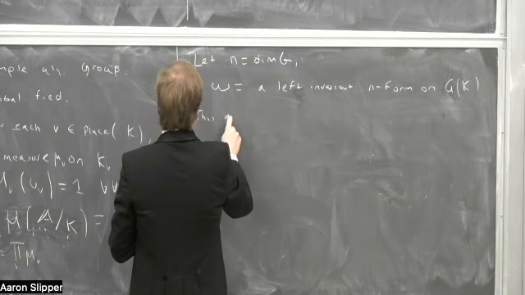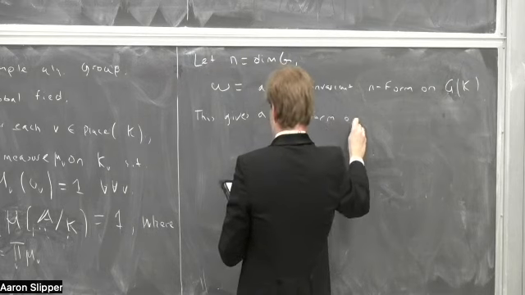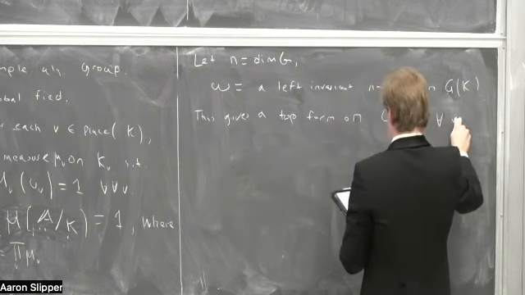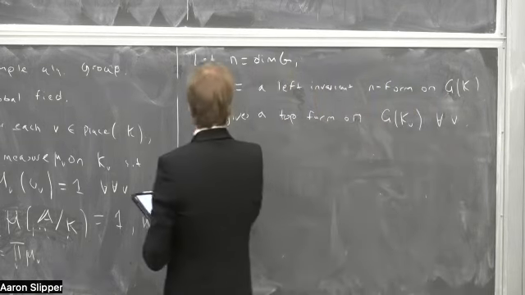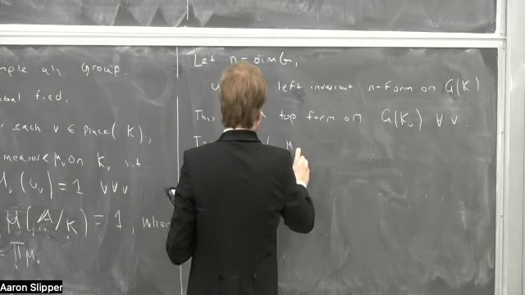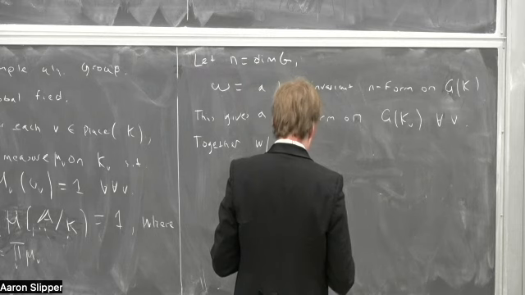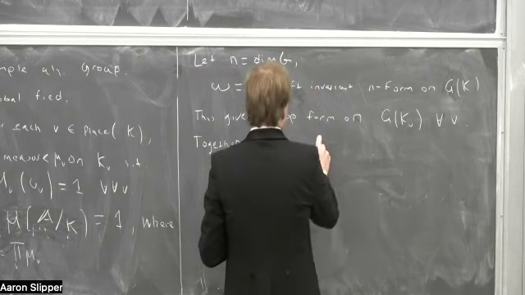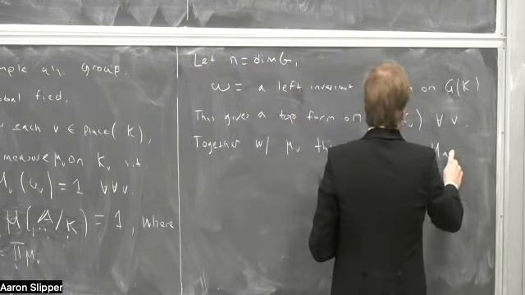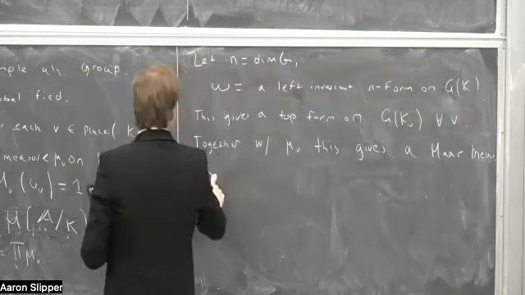This gives a top form on G(K_v) for all v. Together with the mu sub v, this gives a Haar measure on G(K).